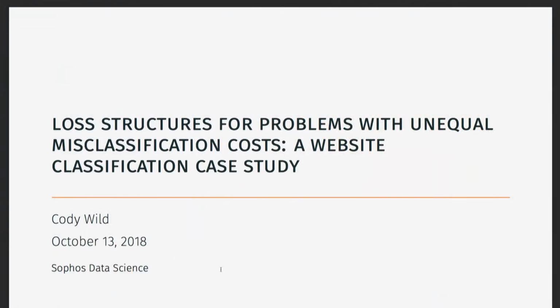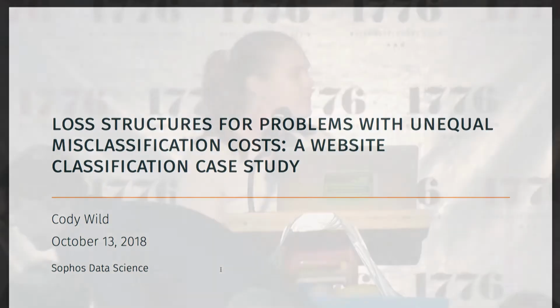All right. Hope everyone's caffeination is holding up. I know we're in the last bit of the hour and everyone's waiting for lunch, so I'll try to keep everyone awake. As Jeff mentioned, I'm going to be talking a little bit about how to design loss structures that work on problems where you have unequal misclassification costs.